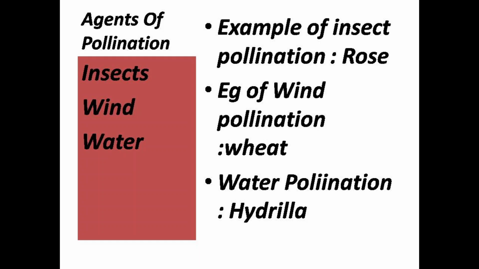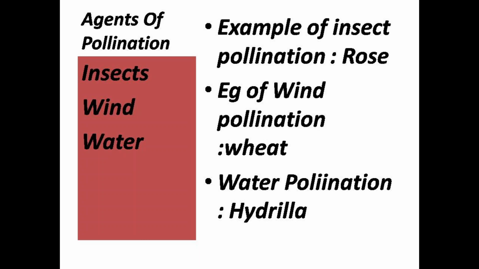Insects like honeybee and butterfly feed on the nectar of some flowers. When they sit on these flowers, the pollen grains get stuck to their bodies. When these insects sit on another flower, the pollen grains fall on the stigma of that flower, causing pollination. This is called insect pollination, and its examples are rose, dahlia, and marigold.